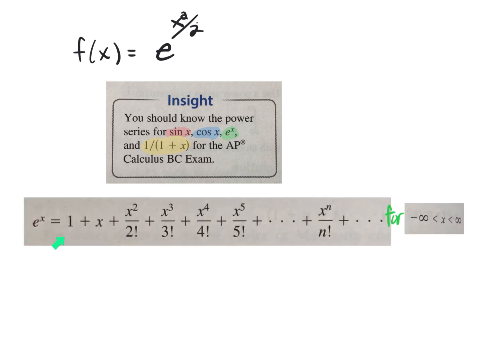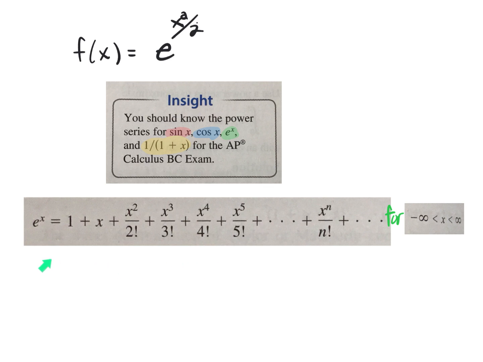E to the x is a series that's real easy to generate using Taylor's formula, but we just need to have this thing memorized. It's x to the 0 over 0 factorial plus x to the 1 over 1 factorial plus x to the 2 over 2 factorial. This is the rule for the nth term. And this series converges to e to the x for all real numbers of input values.